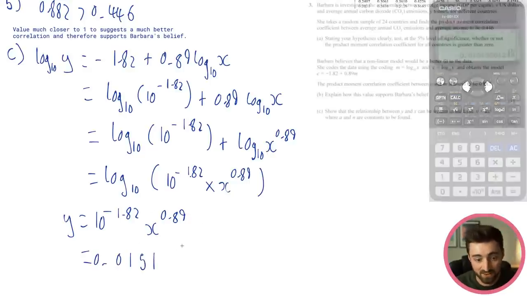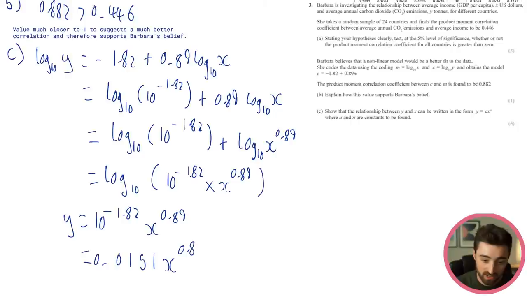0.0151 to three significant figures, times x to the 0.89. So what would that tell me? That would tell me that a is equal to 0.0151 and n is equal to 0.89.